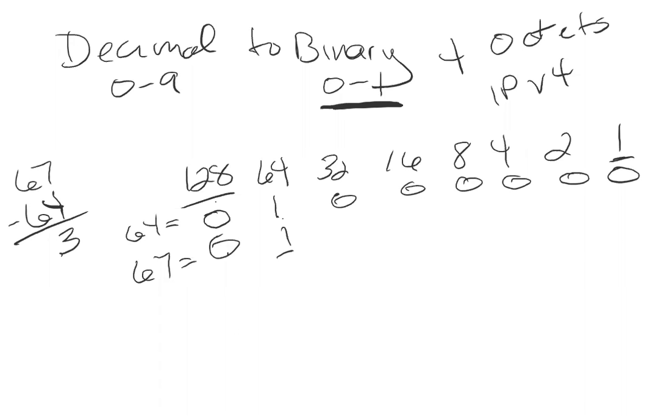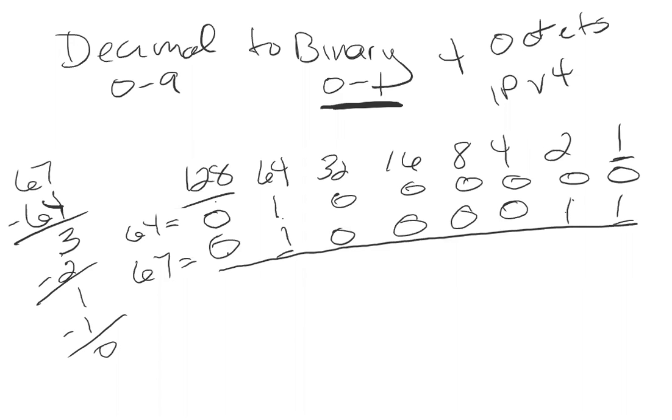You can't subtract 32, so we'll put a 0. You can't subtract 16 or 8 or 4, but you can subtract 2. So let's go ahead and put a 1 there. Subtract 2 over here, and you're left with 1. You can subtract 1 from 1, so you put a 1 here. You subtract the 1, and you end up with 0. So this is the binary for 67. 0, 1, 0, 0, 0, 0, 1, 1. Not too bad.